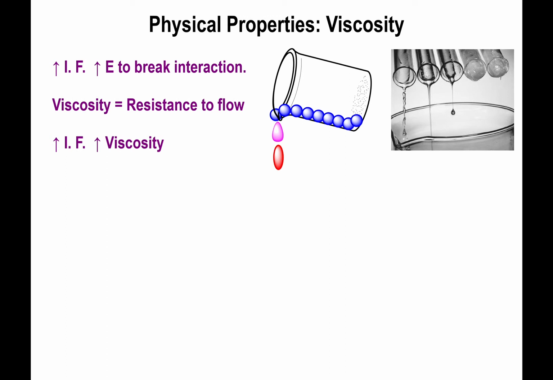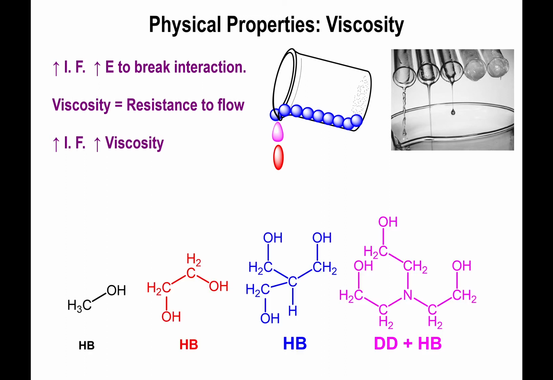It's kind of similar to the surface tension, but here we're thinking about flow as opposed to disrupting the surface of the liquid. And so increasing the intermolecular forces will increase the viscosity. As an example, you can see here, you have your simple molecule, your carbon oxygen molecule with hydrogen bonding. Then you could increase that by adding an additional OH bond, which gives you more hydrogen bonding.